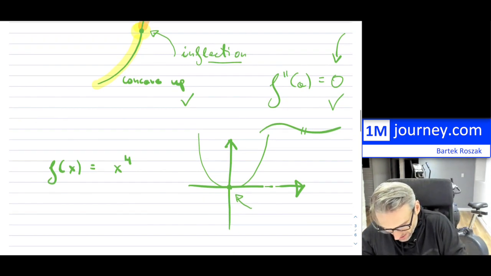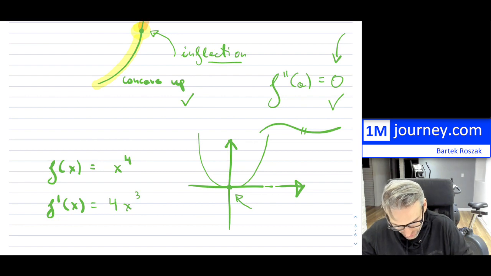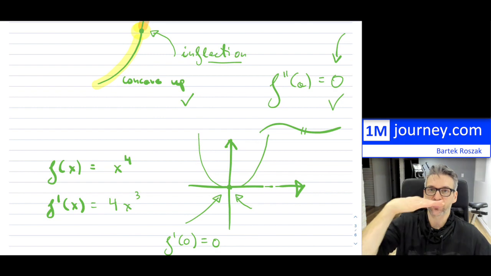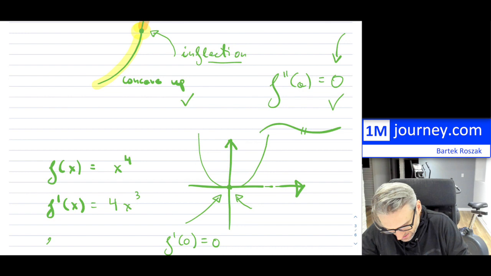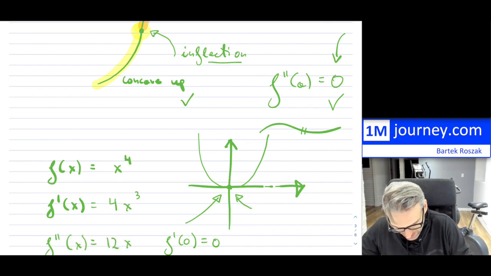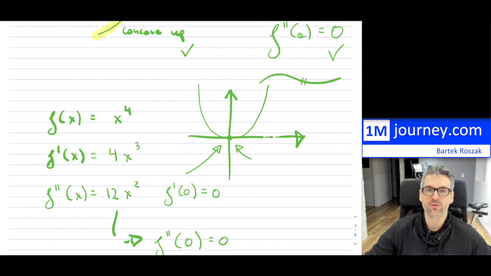If I take my first derivative right here, this is going to be 4x to the 3rd. Now, that means that at 0, we have a slope of 0, so we have a tangent line which is 0. But notice what happens if I take the second derivative of this, which is going to be 12x squared. The second derivative at 0 is still equal to 0.